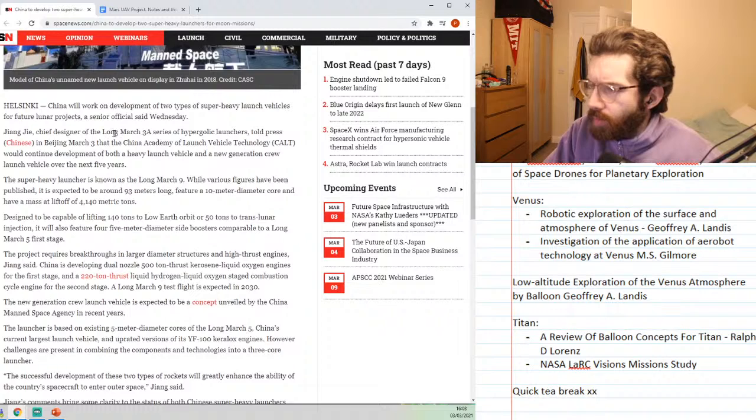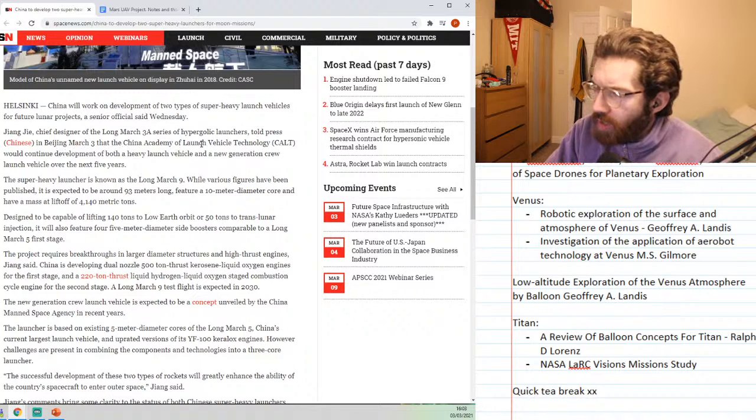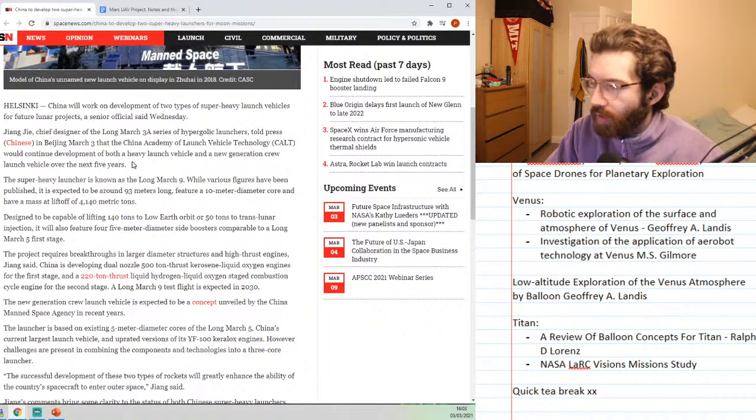China will work on development of 2 types of super heavy launch vehicles for future lunar projects, a senior official said Wednesday. Jiang Ji, a chief designer of the Long March 3A series of hypergolic launchers, told press in Beijing March 3rd that the China Academy of Launch Vehicle Technology would continue development of both a heavy launch vehicle and a new generation crew launch vehicle over the next 5 years.